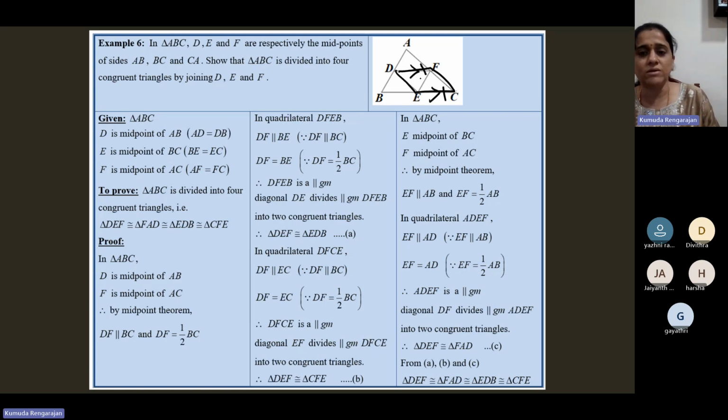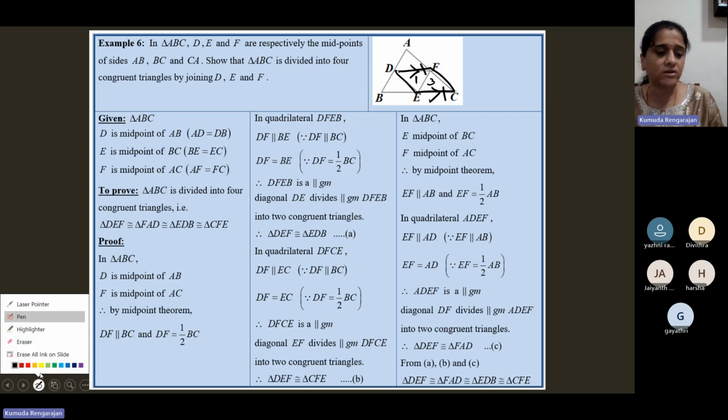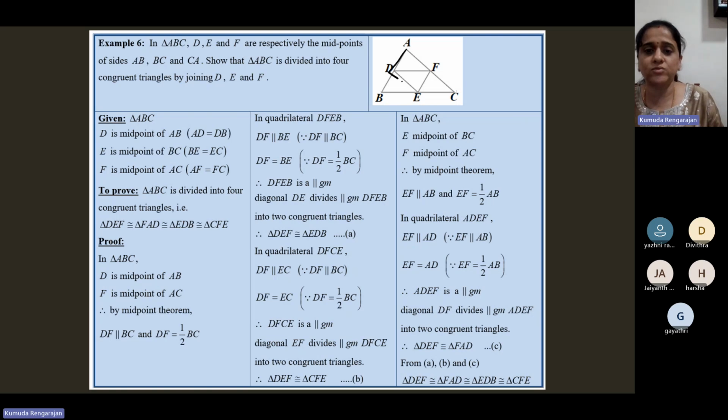All right. And now that's a parallelogram. This triangle is congruent to this triangle. 1 is congruent to 3 because the diagonal divides it into 2 congruent triangles. Then show that this is a parallelogram. If this is a parallelogram, this is the diagonal. 2 congruent triangles. 1 is congruent to 4.